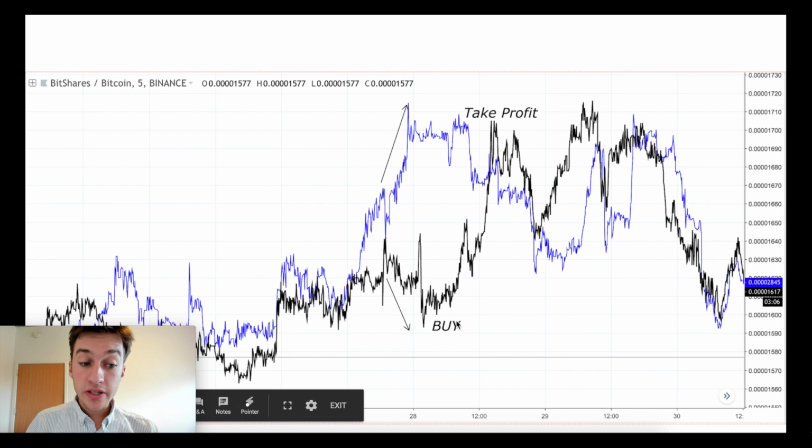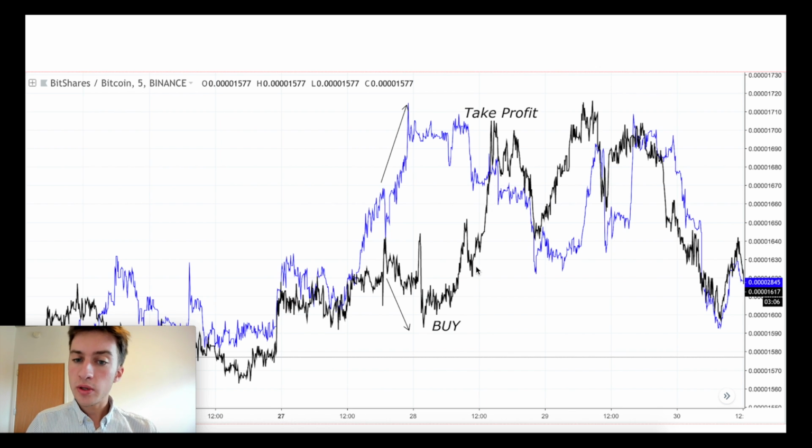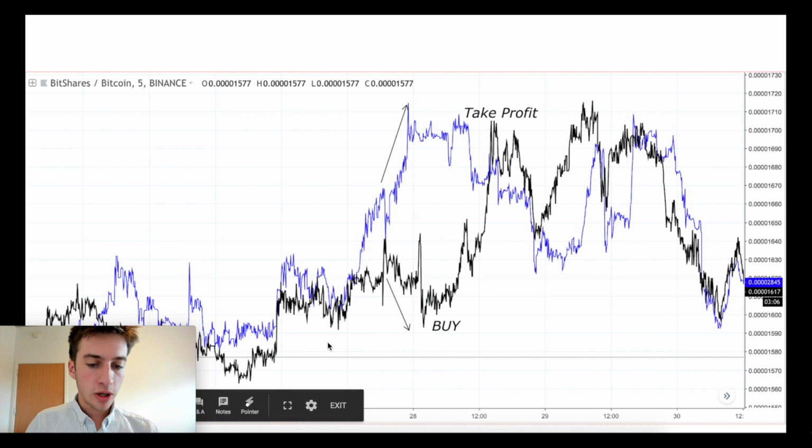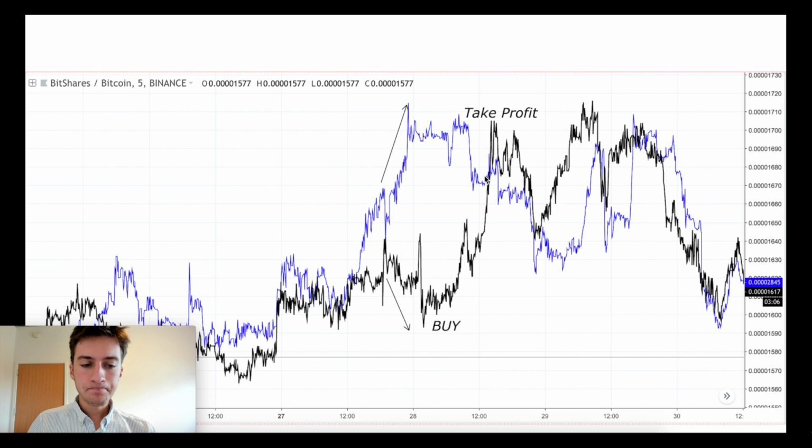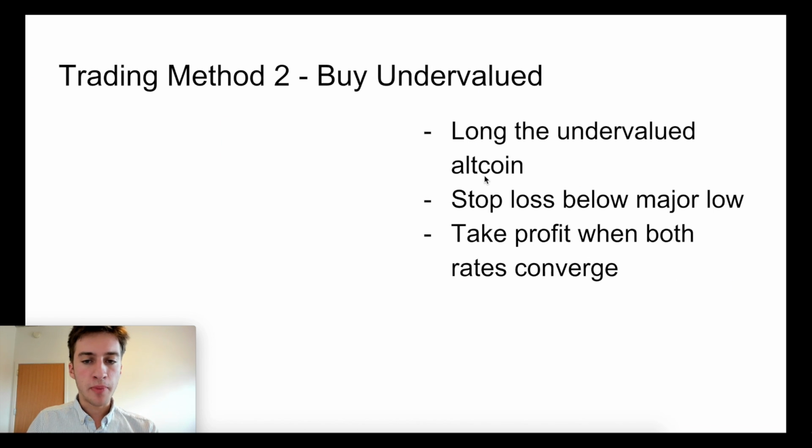So we buy this and we take profit once we believe that the rate has converged, once we believe there's no more divergence really available. That's when we want to take profit. And we want to put our stop loss just below this low, around this range down here, for about a 1% stop loss, potentially about a 3-4% take profit here. So that's all you're going to be doing with buying undervalued coins.